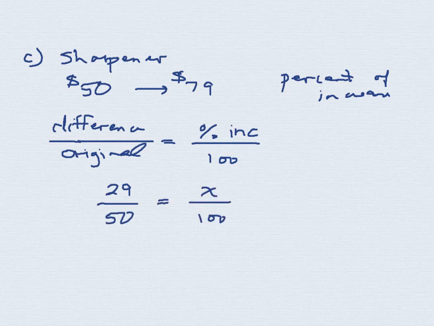So 29 times 100 is 2,900. 2,900 divided by 50 is going to give us a 58% increase. The item went up by quite a bit.